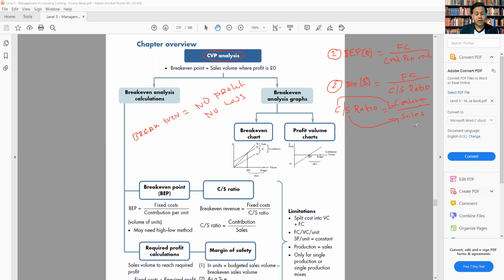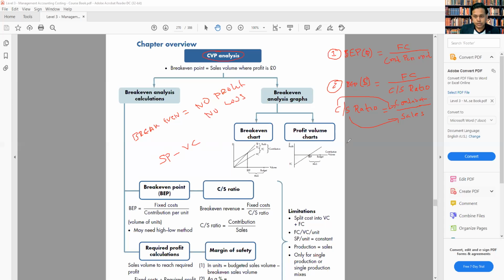I'm sure all of us know what contribution is. Contribution means selling price minus variable cost. If someone asks you to calculate the contribution, you know how to calculate it: selling price minus variable cost equals contribution.